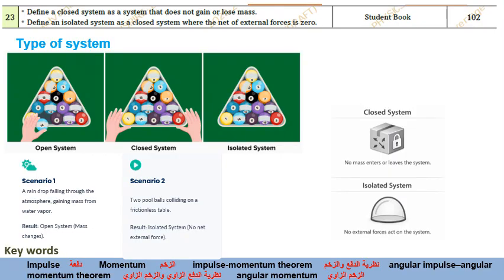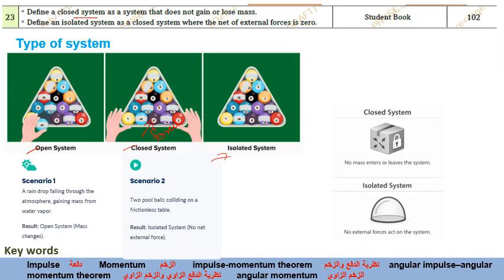Now, this is the next concept. We define closed system, isolated system, and open system. Open system is not specified, but when you go through the textbook, you will see open system, closed system, and isolated system. What is an open system? Open system means you can add and remove masses if you want. But what about the closed system? Closed system means you cannot add anything inside or outside. You cannot take anything in and out, but you can give force. Over here you can give forces, but no mass can be added or removed.